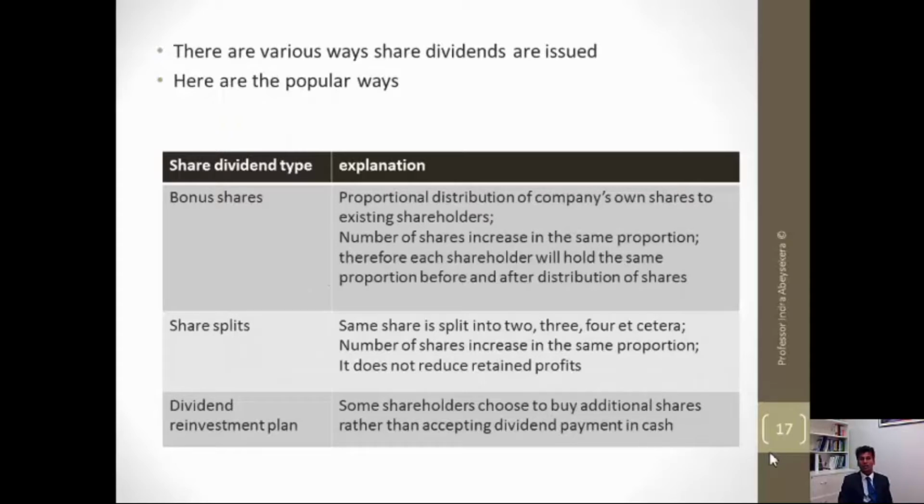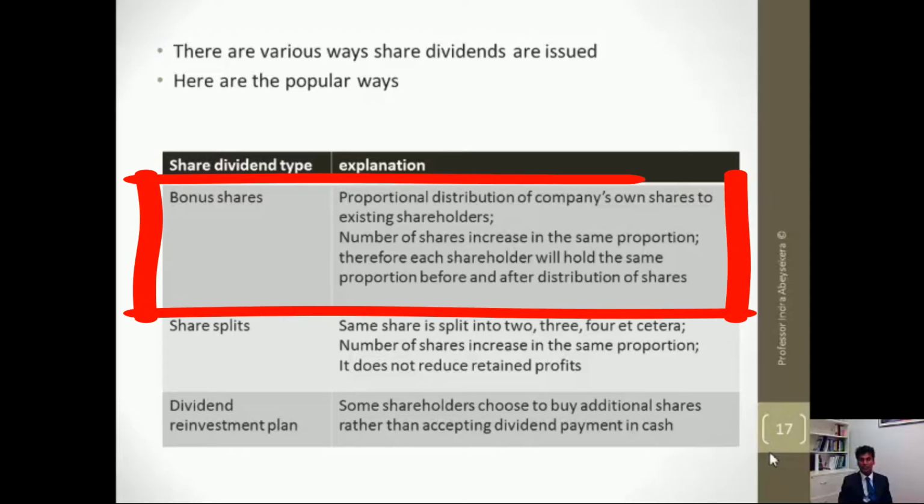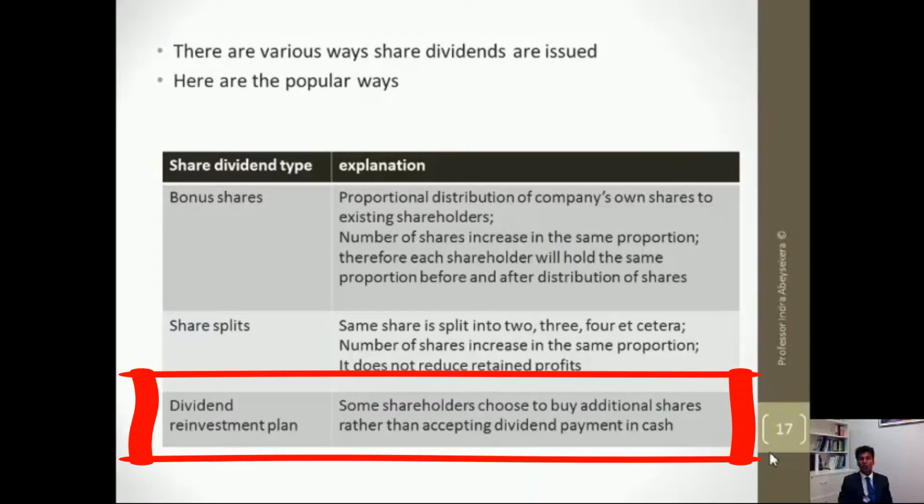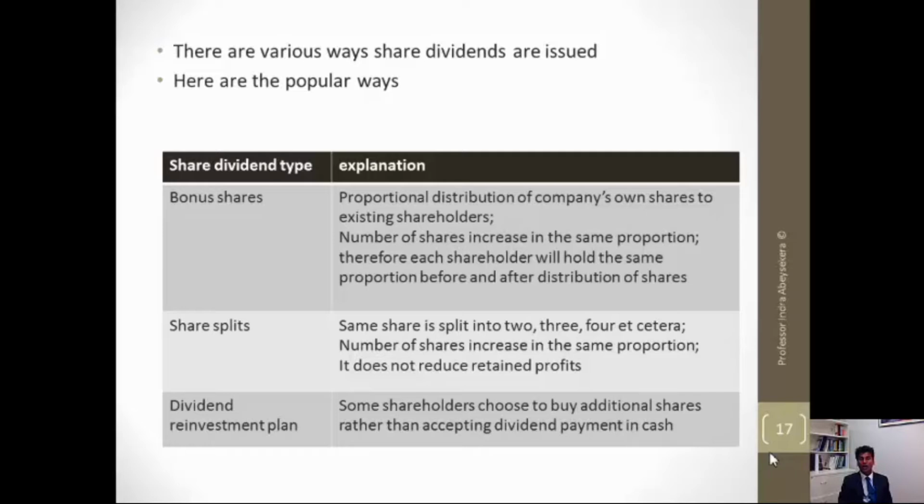There are three types of share dividends. The first one is the bonus shares. Second one is the share split, and the third one is dividend reinvestment plans. Bonus shares are where the shareholders are issued with the proportional distribution of shares. That is, based on the ownership, further shares are issued in proportion to that ownership.